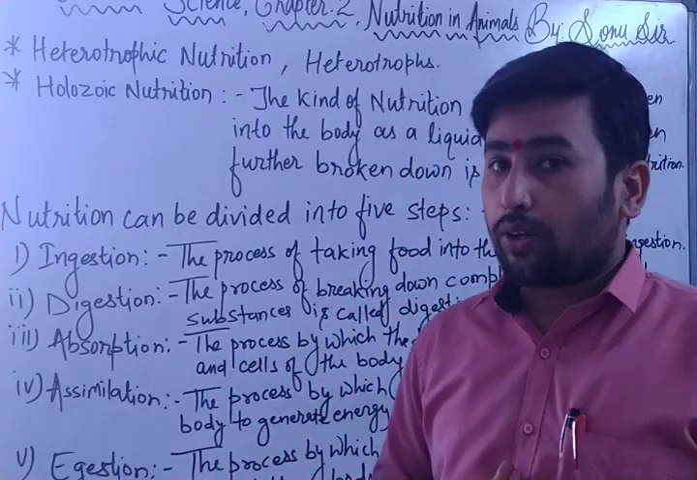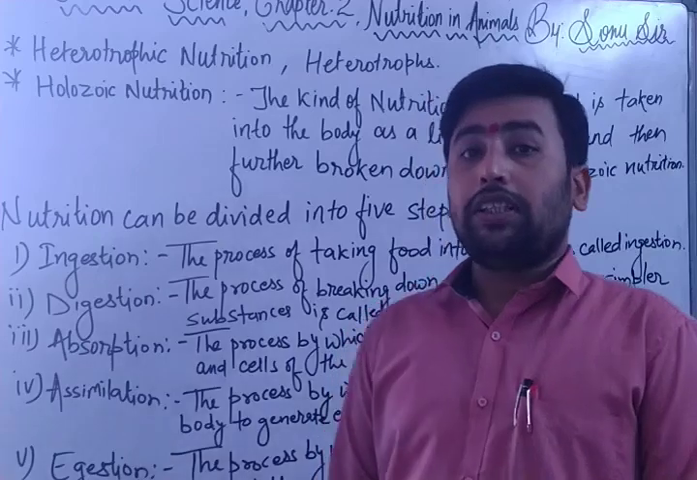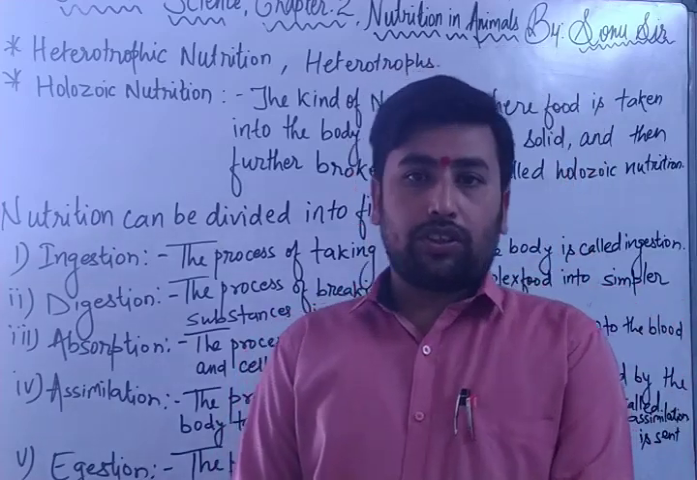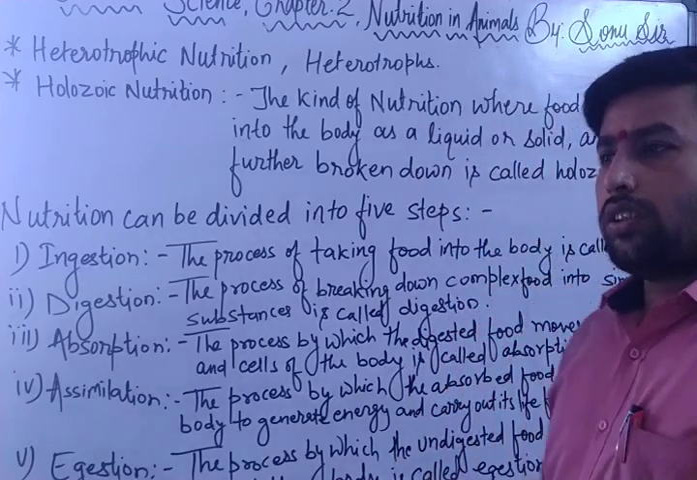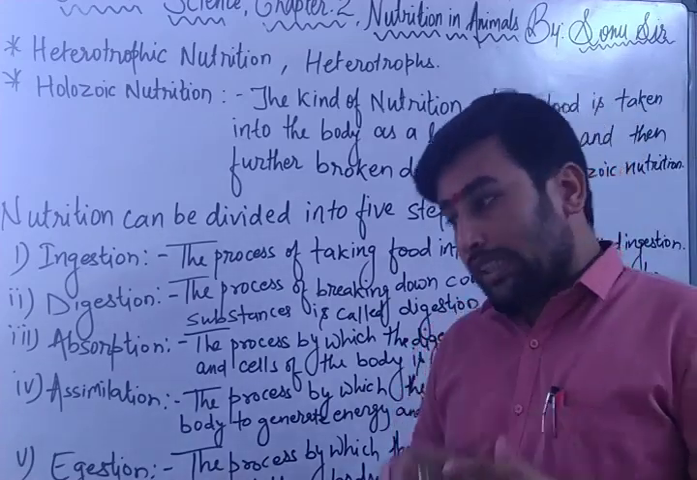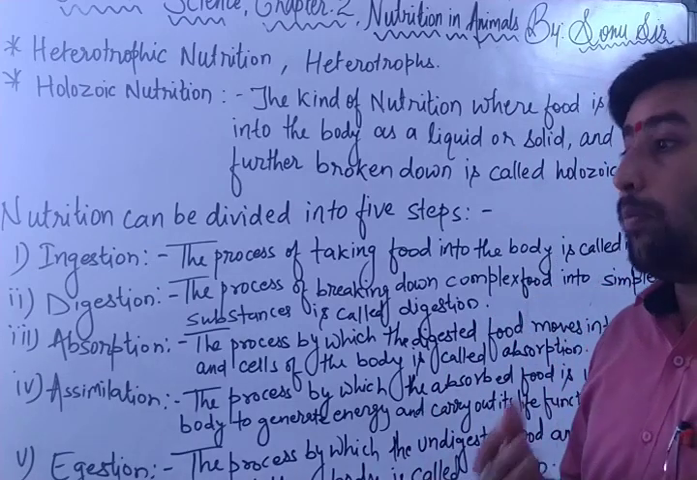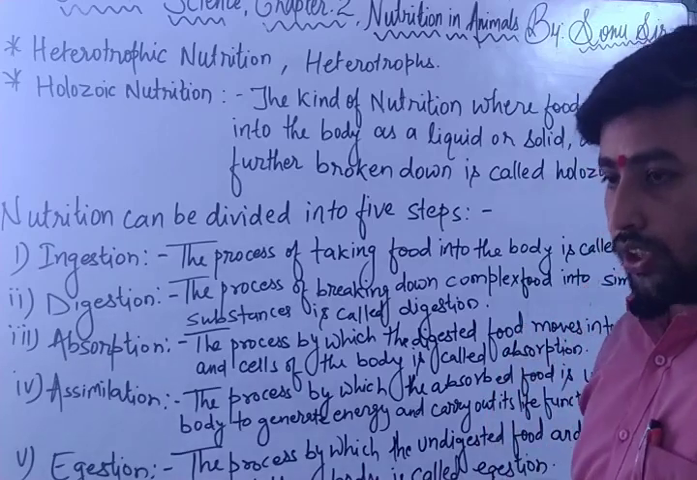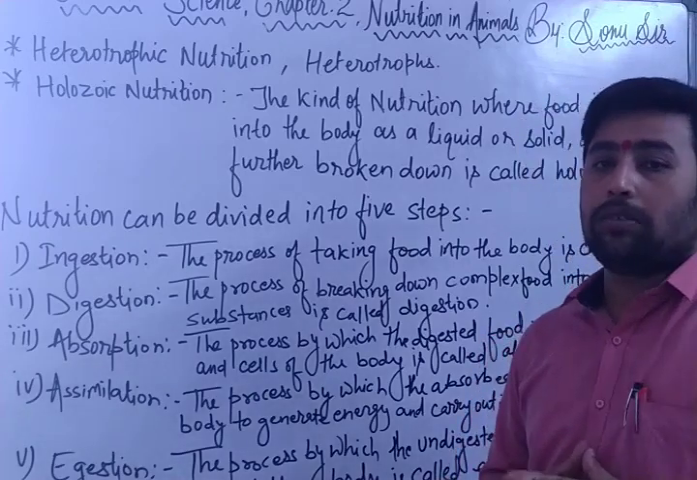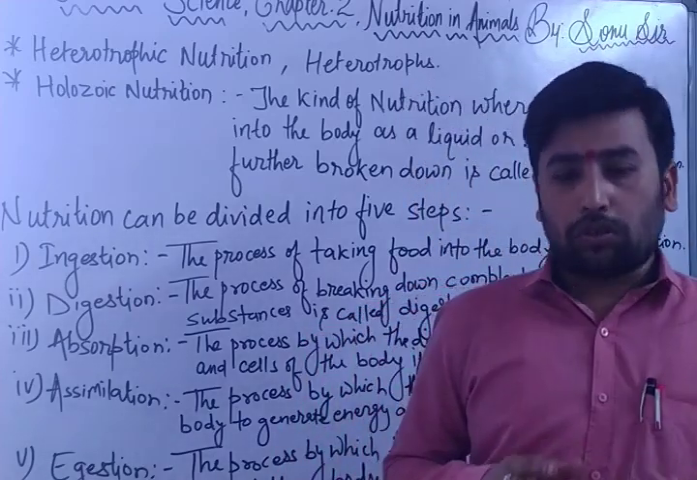Can you tell me what is heterotrophic nutrition? I hope all of you have remembered the definition of heterotrophic nutrition. Heterotrophic nutrition means the mode of nutrition in which the organism depends on another organism or on autotrophs for its nutrition, and that type of living organism is called heterotrophs, right? So in the previous video I have taught you these things.